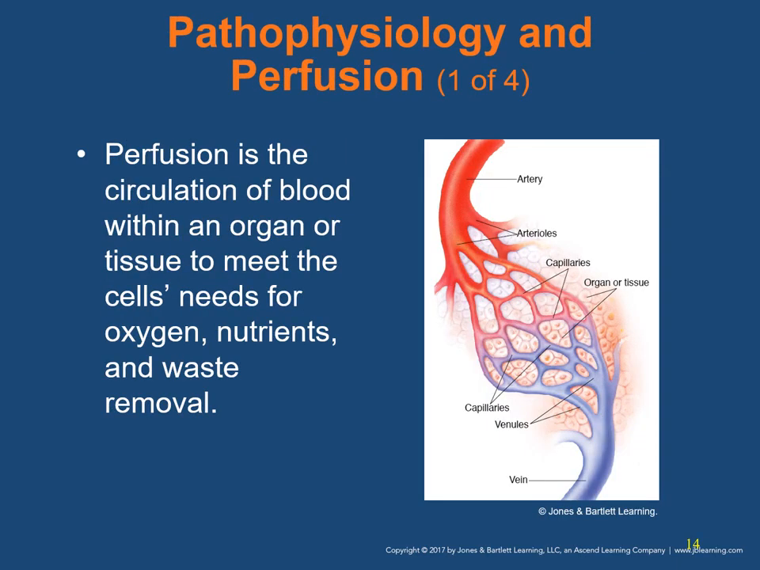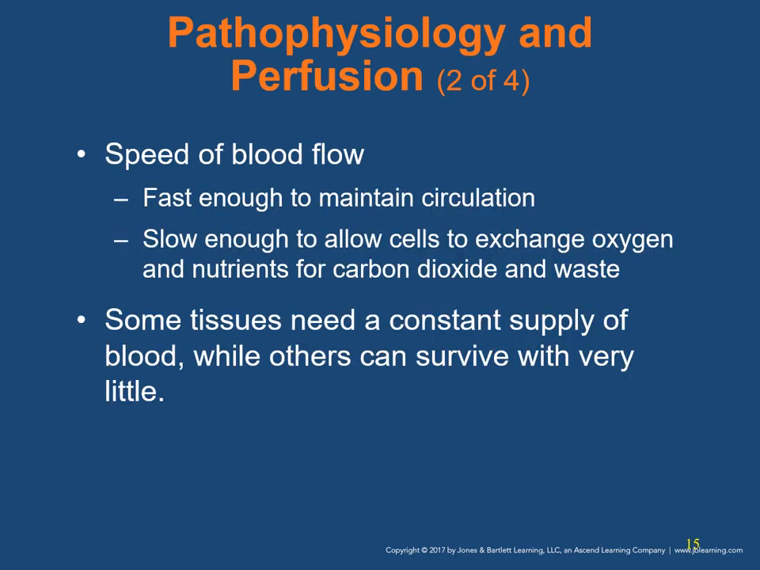Pathophysiology and perfusion. Perfusion is the circulation of blood within an organ or tissue in adequate amounts to meet the cell's current needs for oxygen, nutrients, and waste removal. The speed of blood flow must be fast enough to maintain adequate circulation throughout the body and to avoid clotting. It must be slow enough to allow cells time to exchange oxygen and nutrients for carbon dioxide and other waste products. Some tissues need a constant supply of blood, while others can survive with very little.